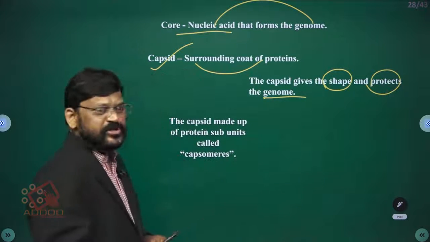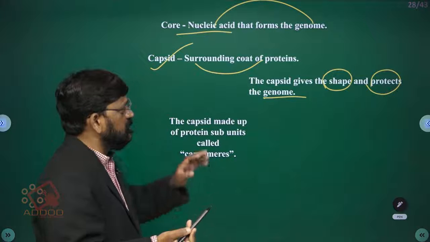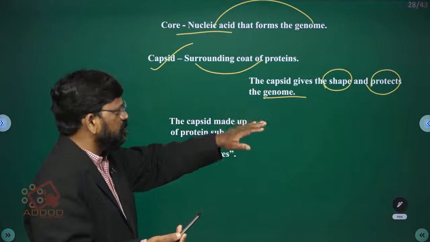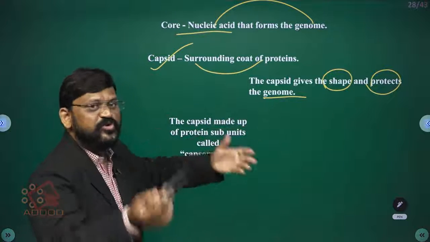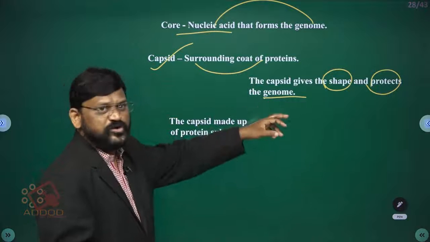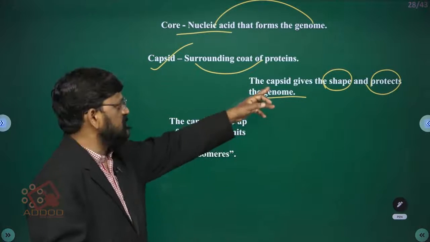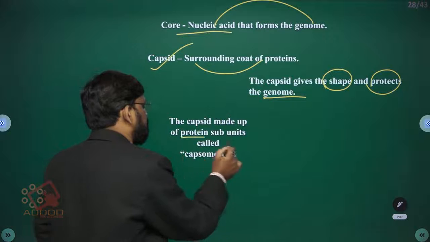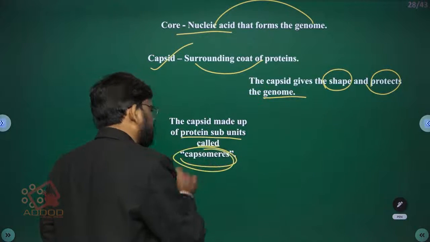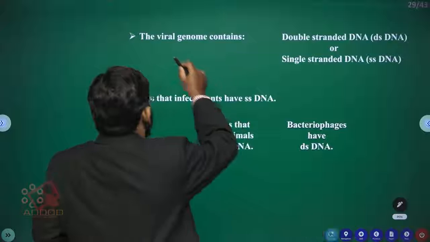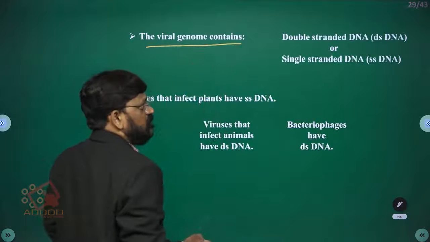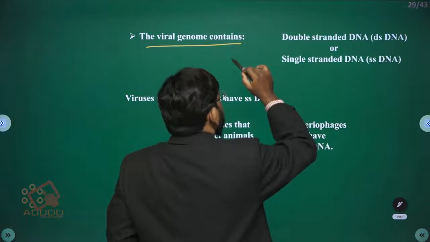Who gives protection to the nucleic acid? Nucleic acid is nothing but the genome. Who gives shape? The answer is the capsid. The capsid is made up of protein subunits. Those subunits are called capsomeres. Now, what does the viral genome consist of?